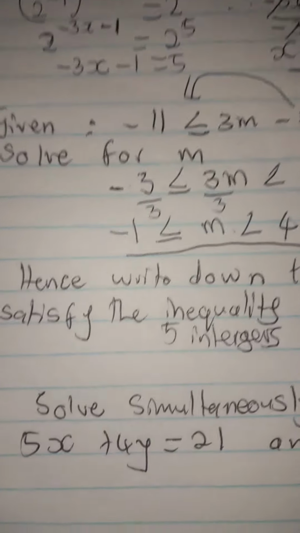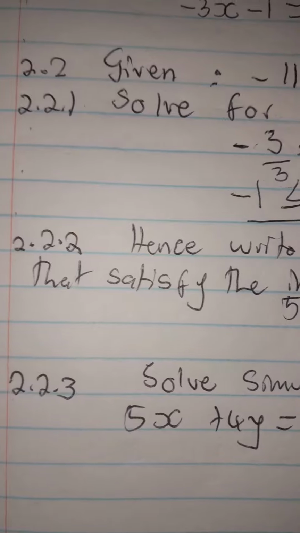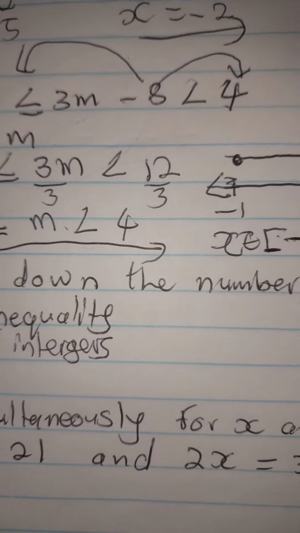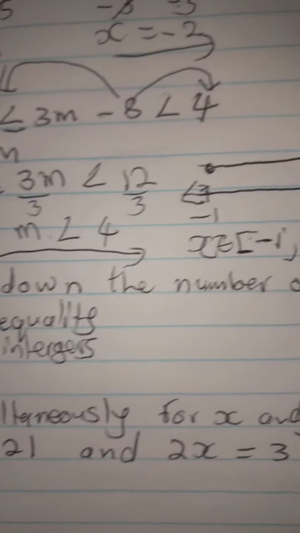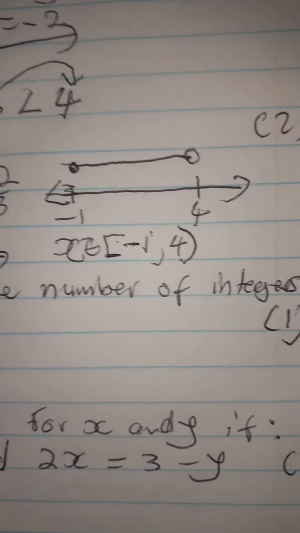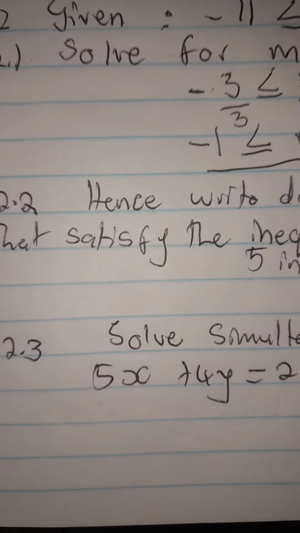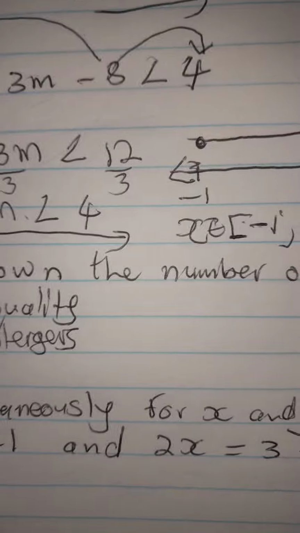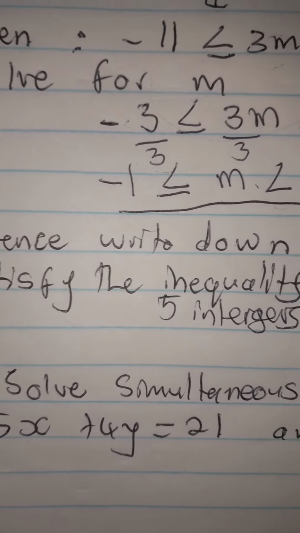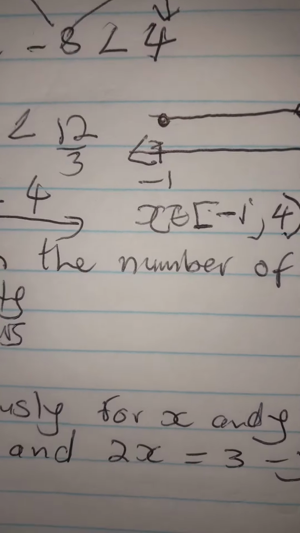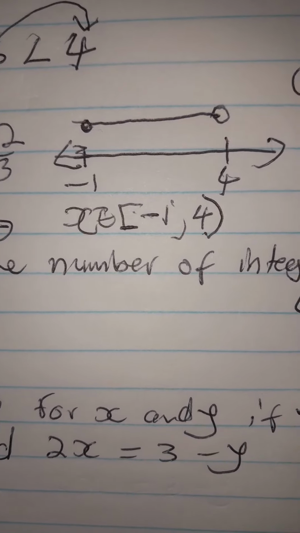Okay. Then we are going to 2.2.3. Solve simultaneously for x and y. How many marks was that? 4 marks. Right, guys, in this case, we have 2x plus 4y is equals to 21, and we have 2x is equals to 3 minus y.